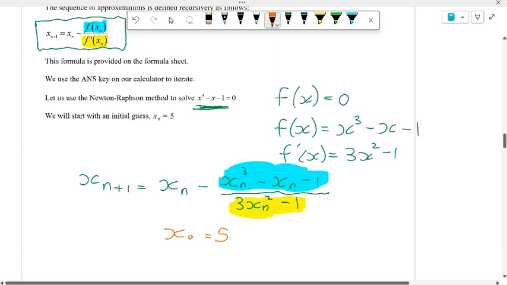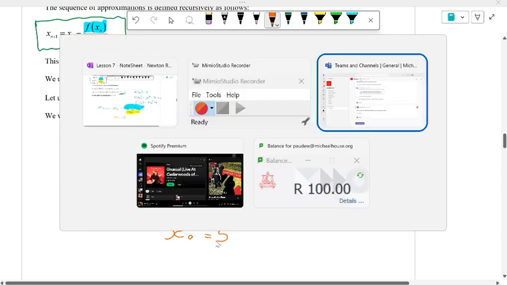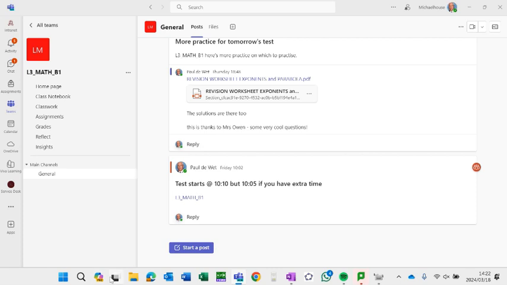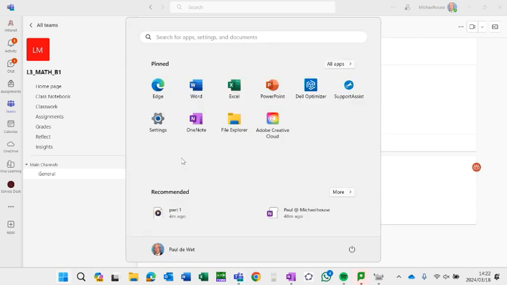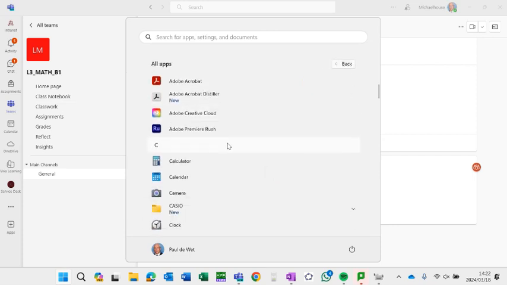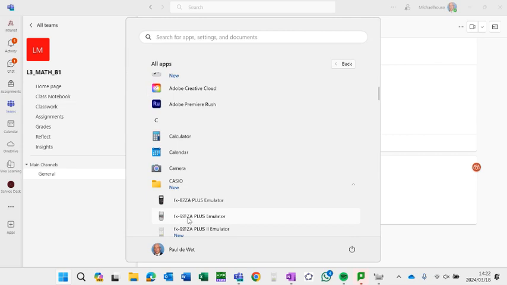So what I do now is I put 5, this is so annoying, I had my calculator already loaded. I had to restart my PC.